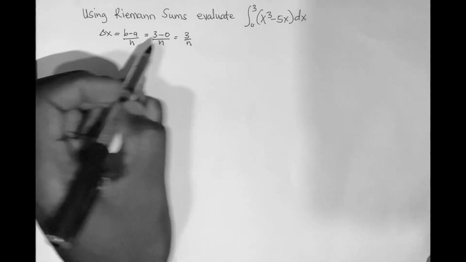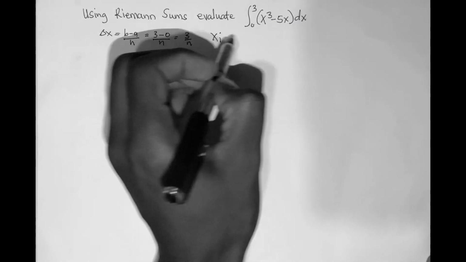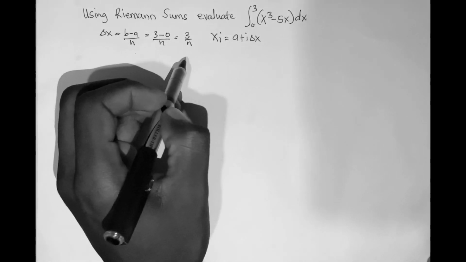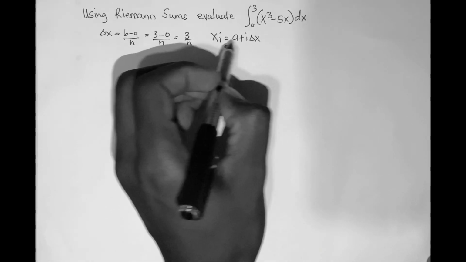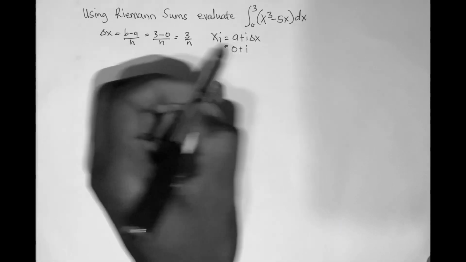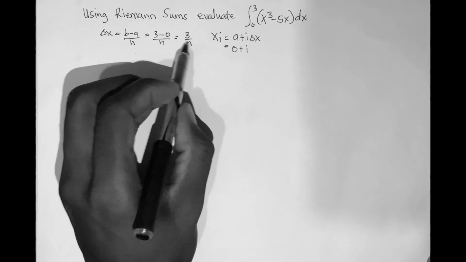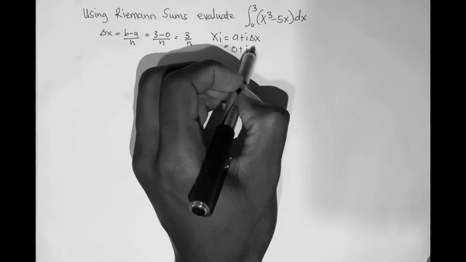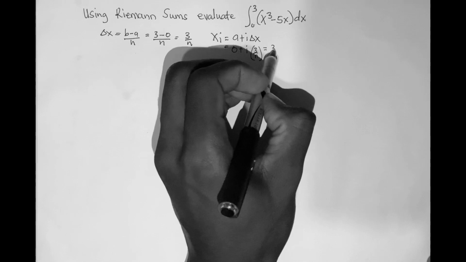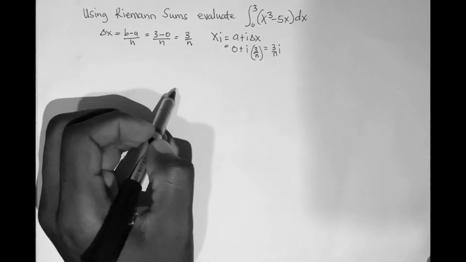Now, the next thing we need to find is xi. Xi is a plus i delta x. And this is equal to, a is the lower limit, and the lower limit is 0. So 0 plus i times delta x. Delta x is 3 divided by n, so times 3 divided by n. And this is equal to 3 over n i.